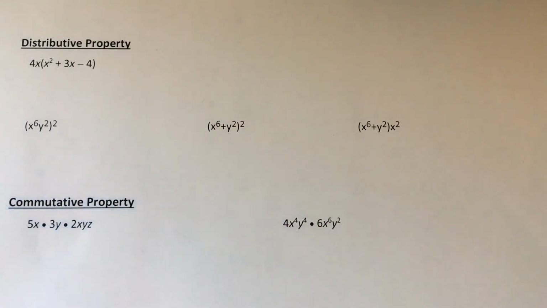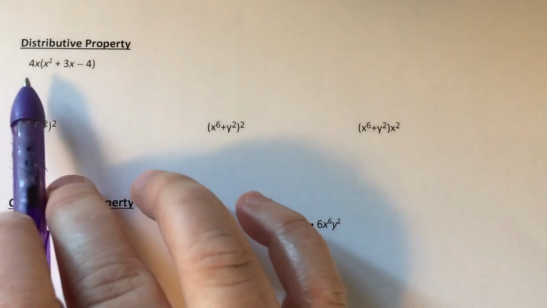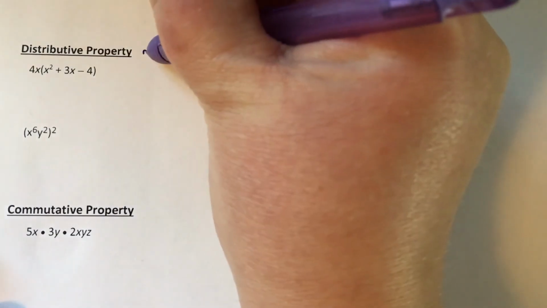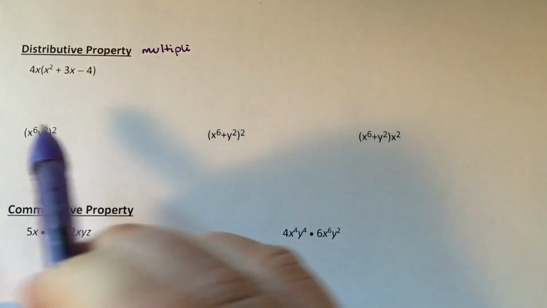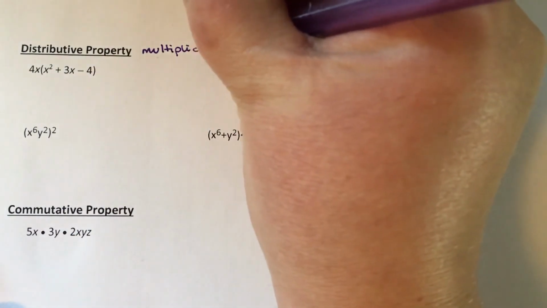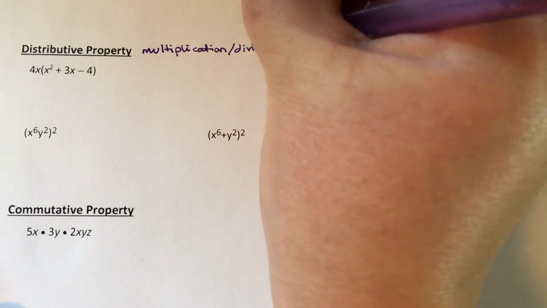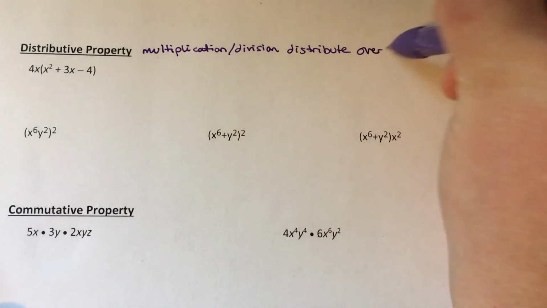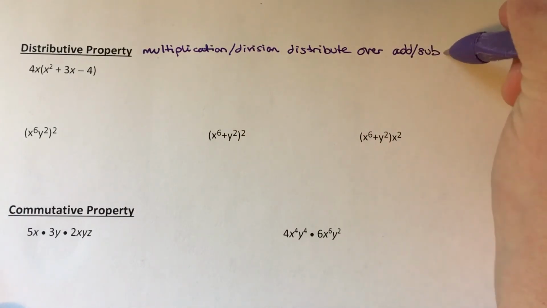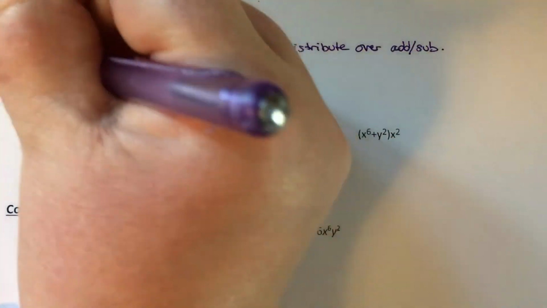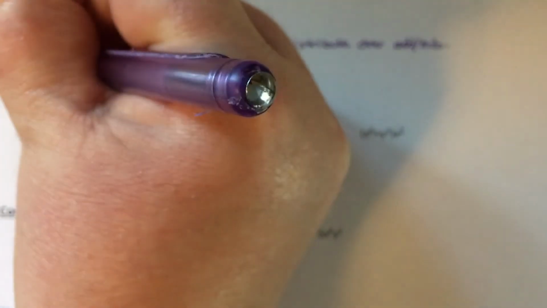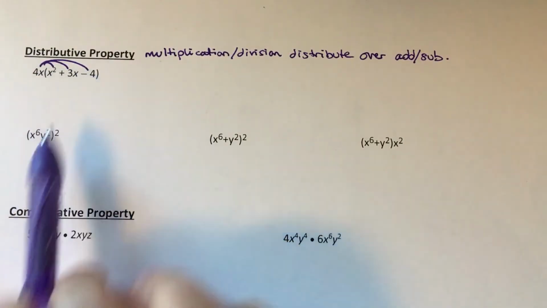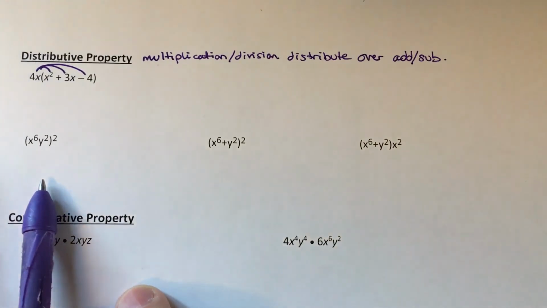Hopefully you remember the distributive property from Math 60. So one way we distribute, in the more traditional way, is that multiplication and division distribute over addition and subtraction. And so this is an example of that. We have multiplication on the outside of the parentheses, so we distribute it, meaning move it inside the parentheses, one to each of those terms.